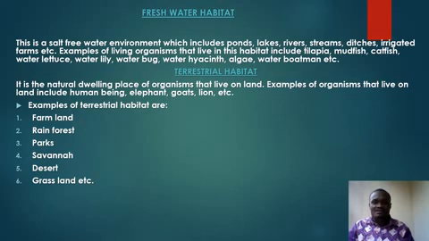And then the terrestrial habitat has to do with life on land. Organisms that live on land include us, we human beings, elephants, goats, lions, and the rest. Examples of terrestrial habitat include farmlands, rainforests, parks, savanna, desert, grassland. If you go into these areas, you see lives over there. Some animals, rodents that live in the bushes live in these forest areas. Grasshoppers live in grasslands and the rest. All these are homes of organisms that live on land, who breathe in air.